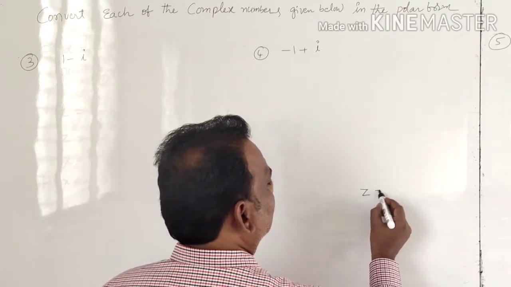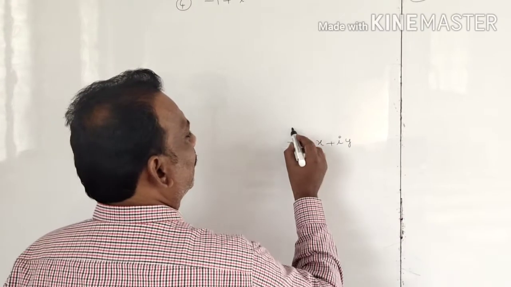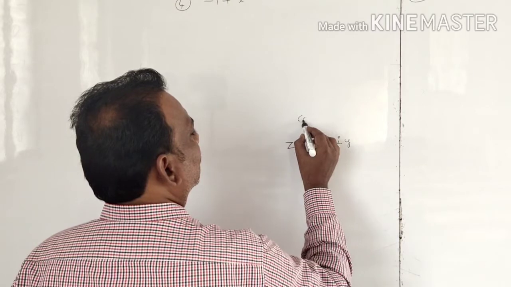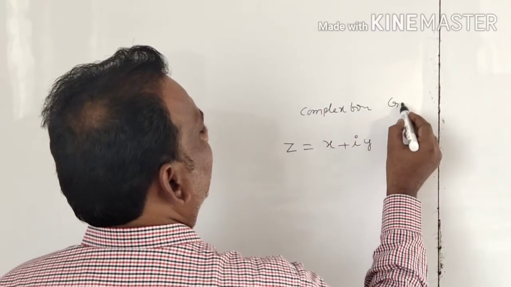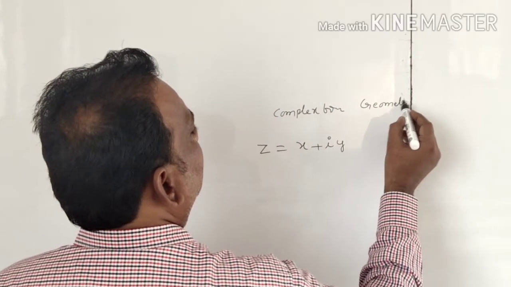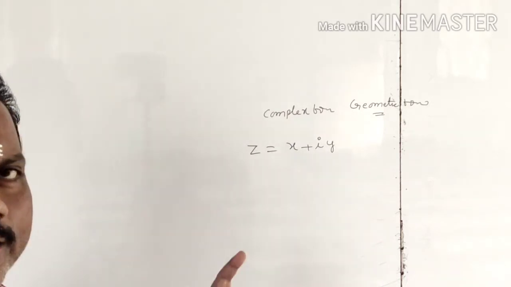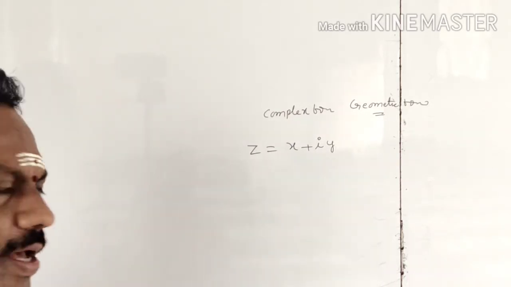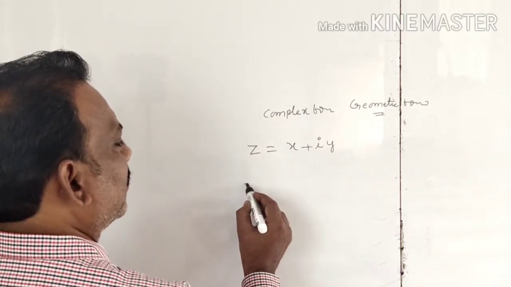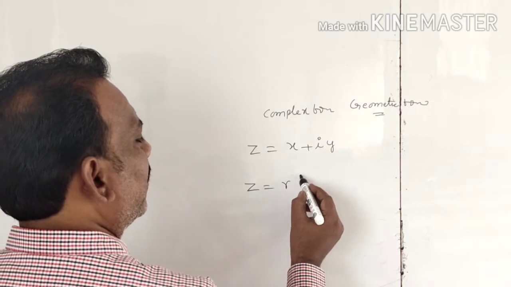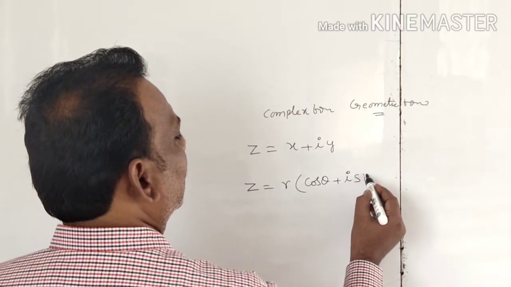Z is equal to x plus iy. It is called the complex form, or geometric form, of a complex number. In this geometric form of a complex number, if you use the argument, it is converted into z is equal to r into cos theta plus i sin theta.